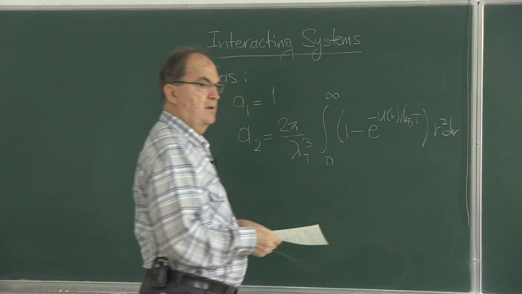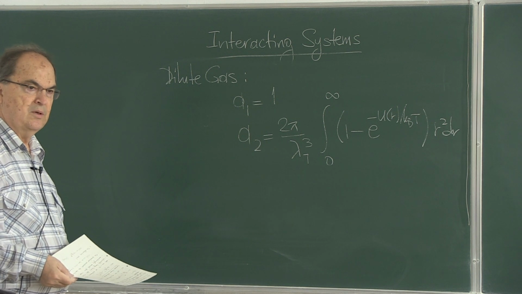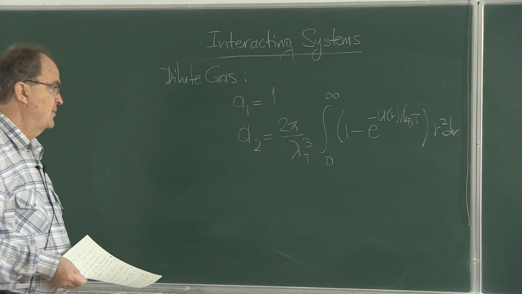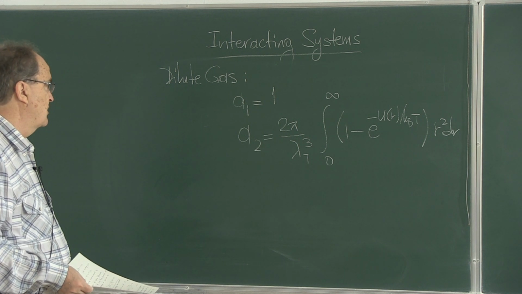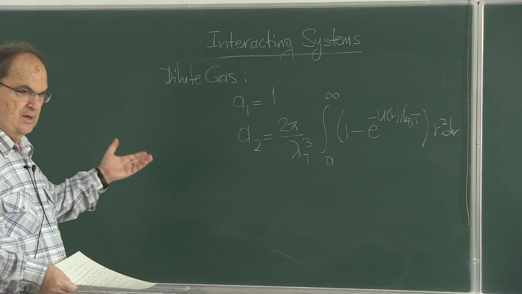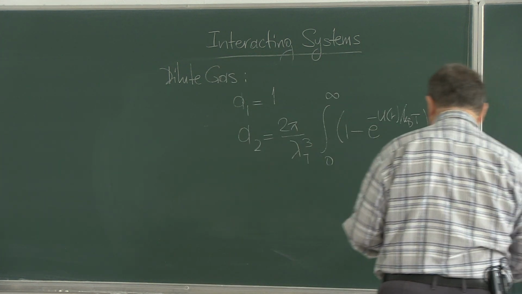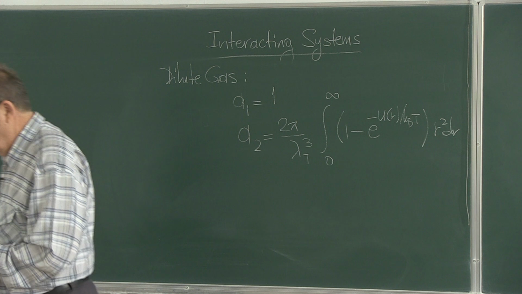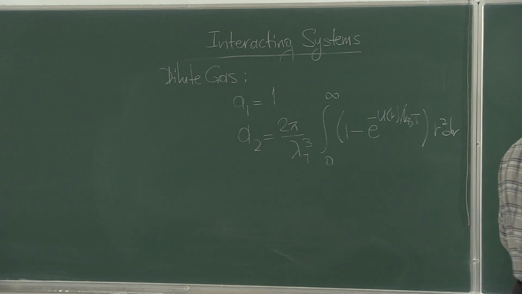If you write the integral explicitly, d cube r is 4 pi r squared dr, isn't it? Nothing depends on angles. So you have this result for the first 2 coefficients. Now, of course, we need a model for potential energy of interaction between particles, U_ij, pair interaction.